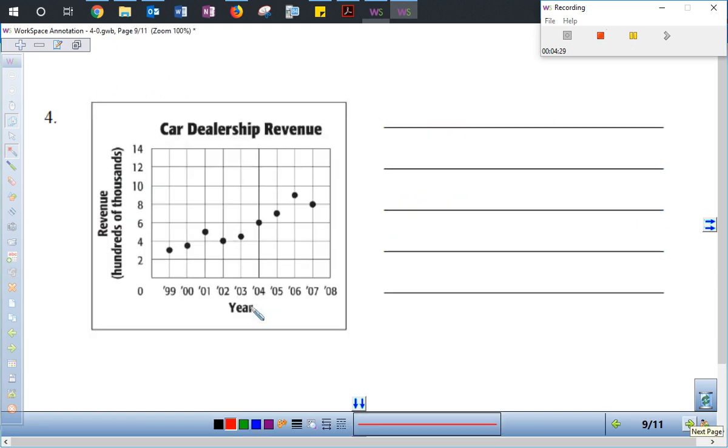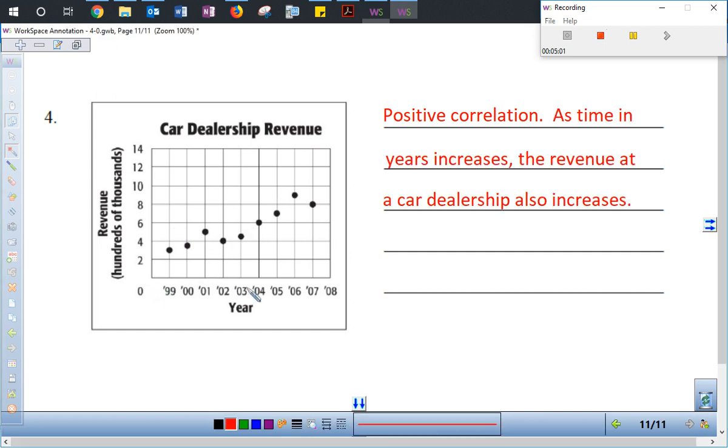On number 4, we're comparing the car dealership revenue, so their revenue in hundreds of thousands of dollars, to the year. So they're all kind of following the same general direction, and they're going up. Now they're not going up as quickly as in number 1, but it's still going up, so that would still be a positive correlation. And we can say that as the years increase, the revenue at a car dealership is also increasing. So as time in years increases, the revenue at a car dealership also increases.